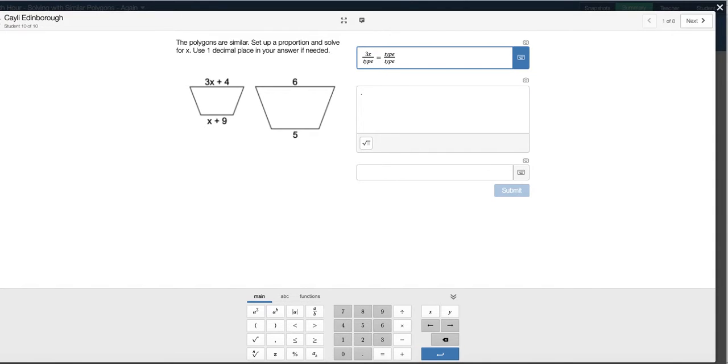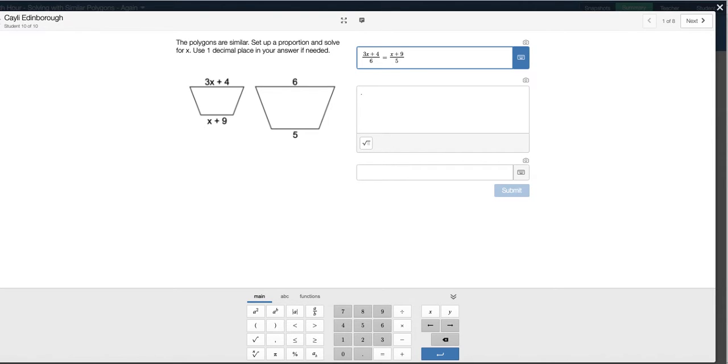So 3x plus 4 corresponds to 6. I like to put those in the same fraction. You can put the 6 over here on the top, but either way, you're going to have the same cross products. So you have 3x plus 4 over 6, which would leave that you have to put x plus 9 in the numerator because you're going little to big as far as shape 1 to shape 2, which leaves us with 5 in the denominator.